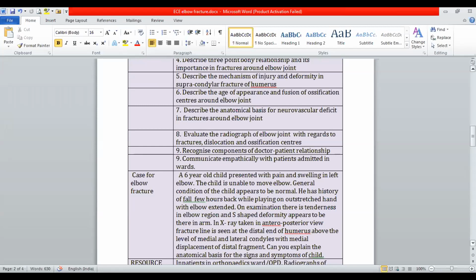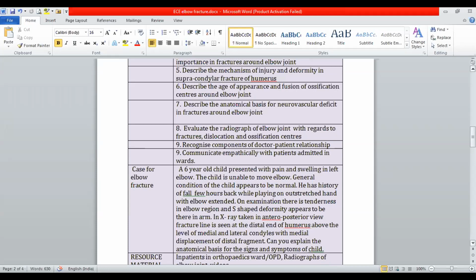On examination, there is tenderness in elbow region, and S-shaped deformity appears to be there in arm. In X-ray taken in anterior-posterior view, fracture line is seen at the distal end of the humerus above the level of medial and lateral condyles with medial displacement of the distal fragment. Can you explain the anatomical basis for the signs and symptoms of this child?